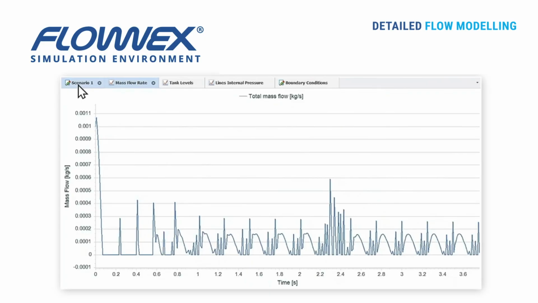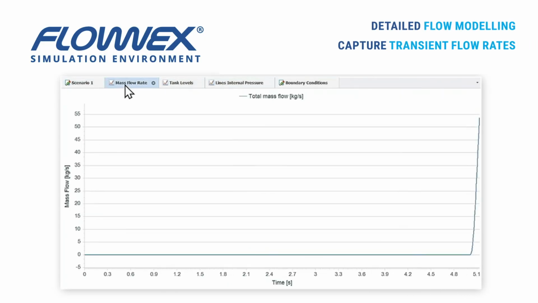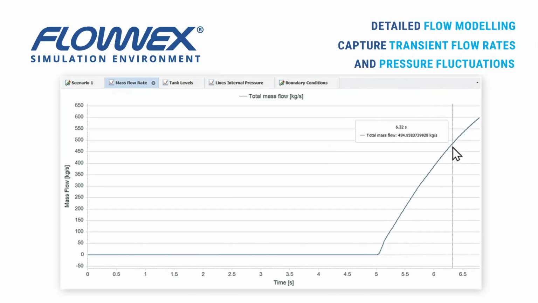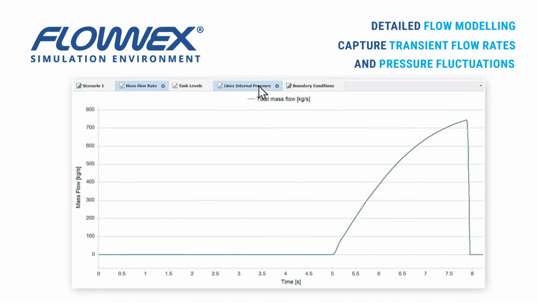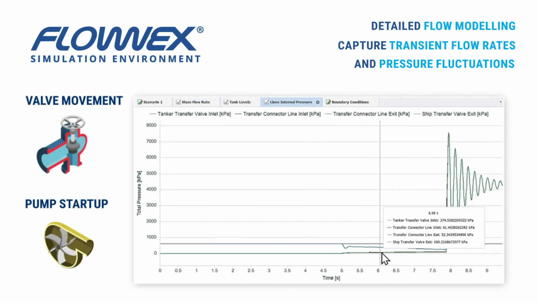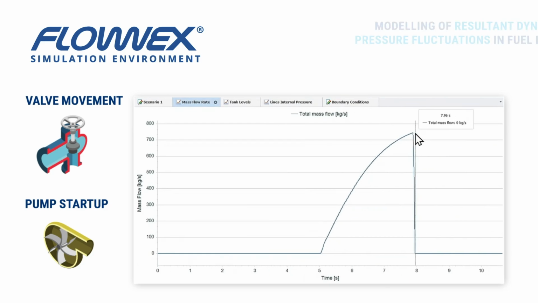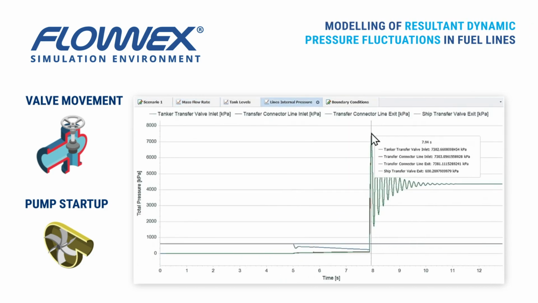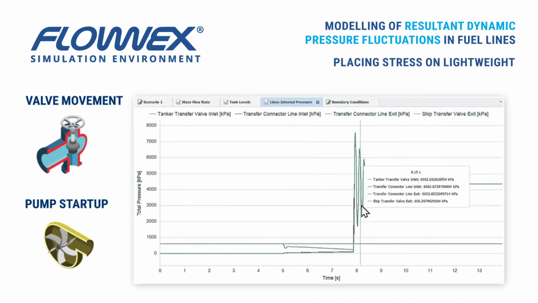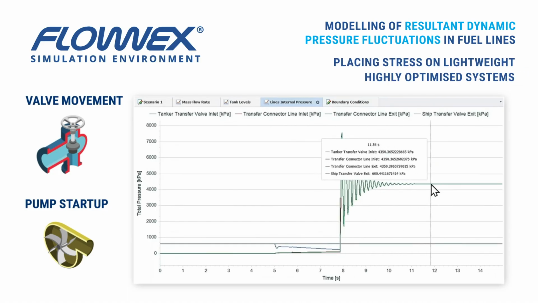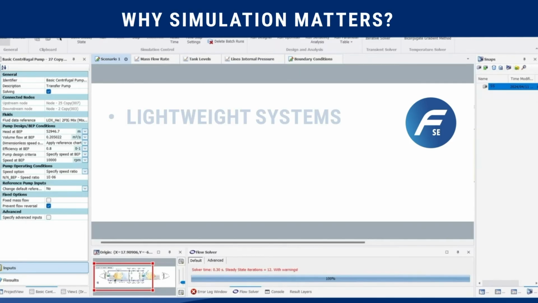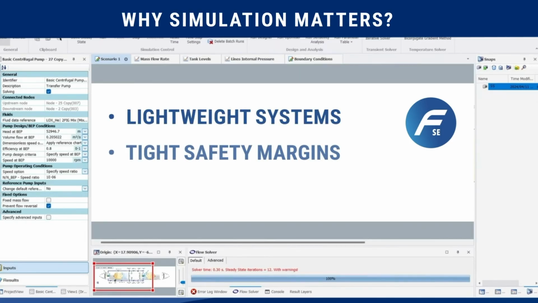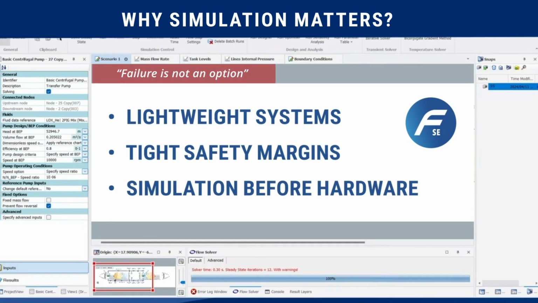Detailed flow modeling is essential to capture transient flow rates and pressure fluctuations required for reliable system design. Every valve movement and every pump startup requires an accurate understanding and modeling of resultant dynamic pressure fluctuations in fuel lines and other equipment, placing stress on lightweight, highly optimized systems. In space applications, mass is limited, safety margins are tight, and failure is not an option.